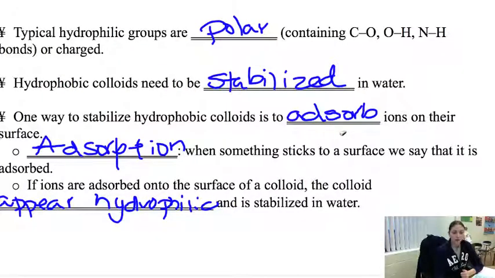If ions are adsorbed onto the surface of a colloid, the colloid will appear hydrophilic when it's actually not. So it's how you get things that actually kind of like water, but not really. You get something to stick on the surface that likes water, and then the stuff on the inside never has to actually interact with the water.